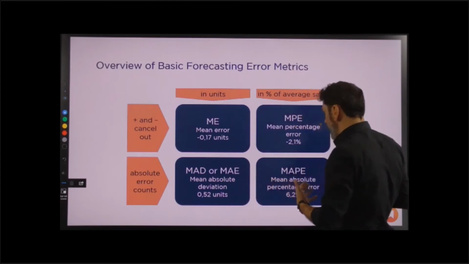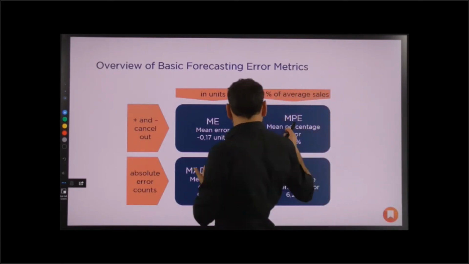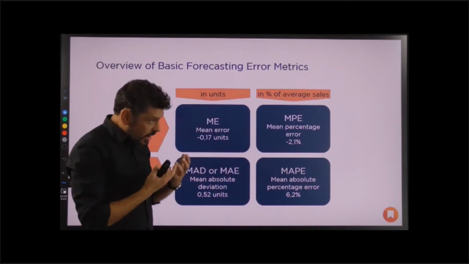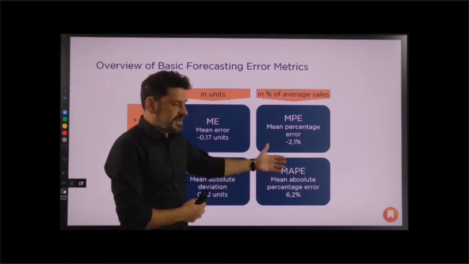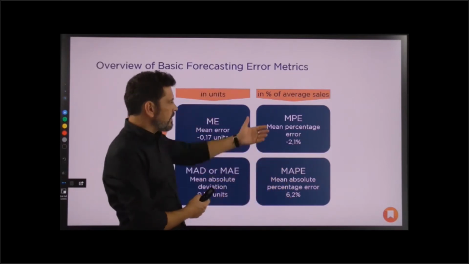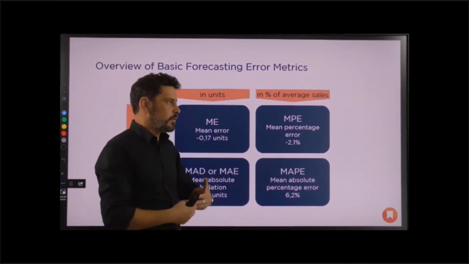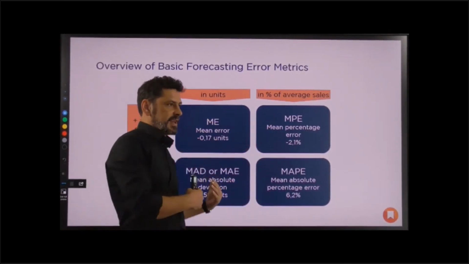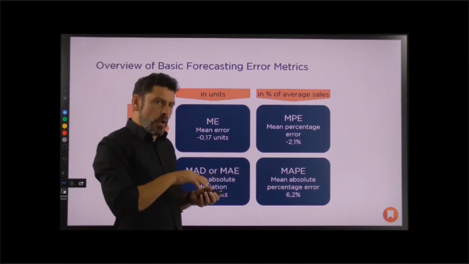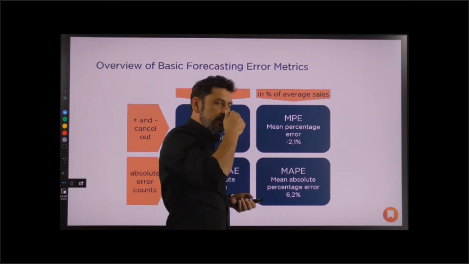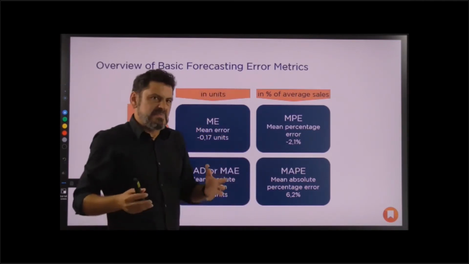Maybe I have two MAPEs of 10%, but one MPE is showing 0 and the other one is also showing 10%. Now, what would that mean? In the first case, I have some deviations, I have some errors, but overall I'm looking in the right direction. Sometimes I have a bit more, sometimes a little bit less. That's maybe not so bad.